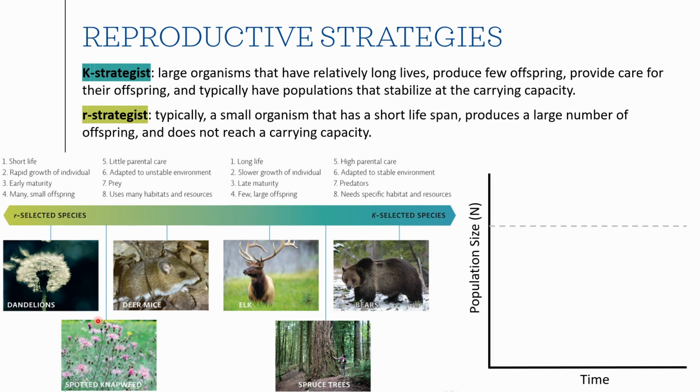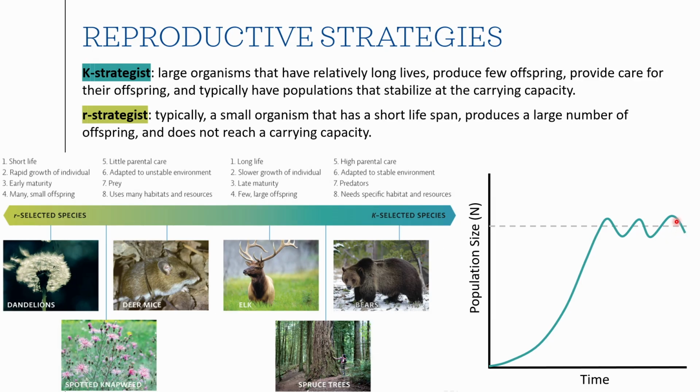So if we were to look at the population growth curve of these two, we'll start out with a K-selected species. Notice that a K-selected species has that typical S-shaped curve. There's a little fluctuation, kind of like what we saw in the wolves in Yellowstone, but eventually they stabilize right around the carrying capacity.